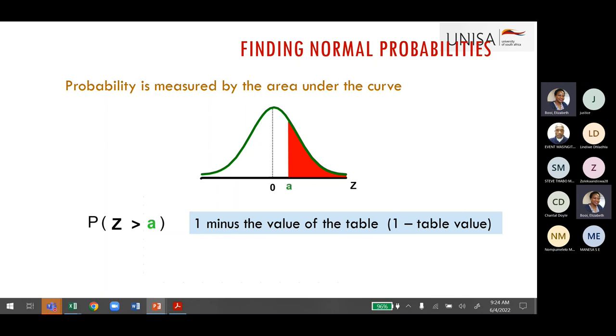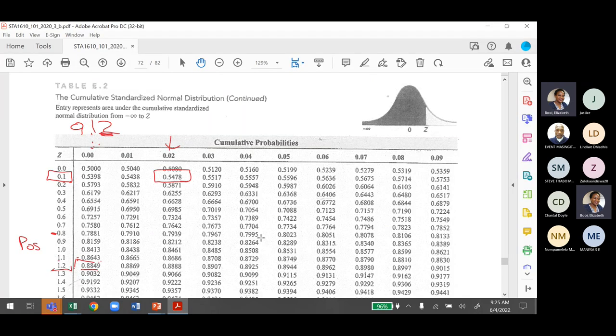What I just showed you, the first example, I said the table contains the probability of the less than. So all these values that you see here, you're going to get the answer if the question is asking you to find the probability of a less than. Always, if the question says less than, you just come to the table, you find the probability.